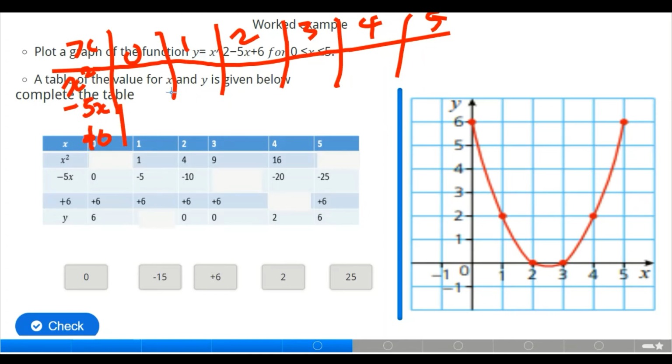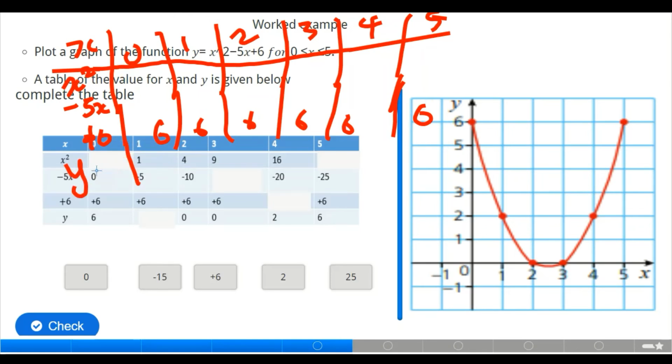So for the plus 6, because we don't have any coefficient after it, it's going to be plus 6 all through. Why? Because we don't have any coefficient of x after it. So we have 6, 6, 6, 6, 6, and 6. Remember, we are equating to y, so we want to get the value of y. So all of this together, we are following this rule.